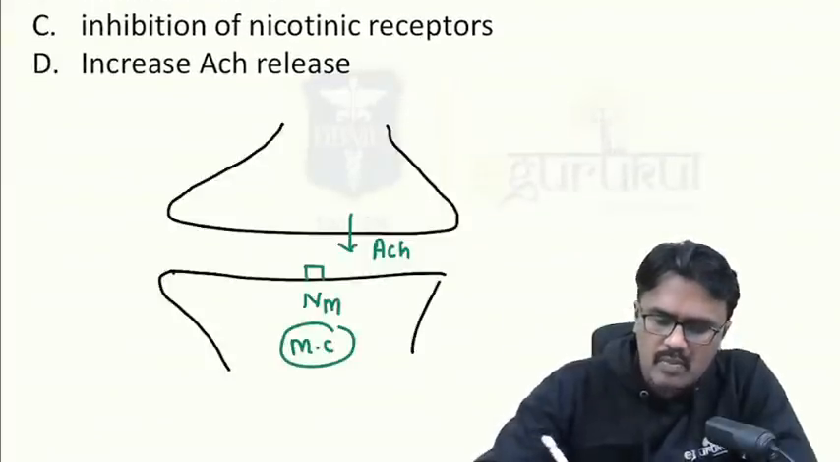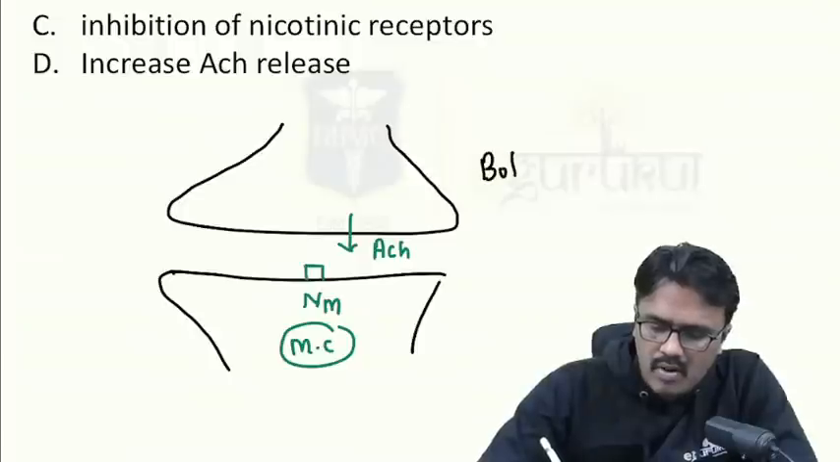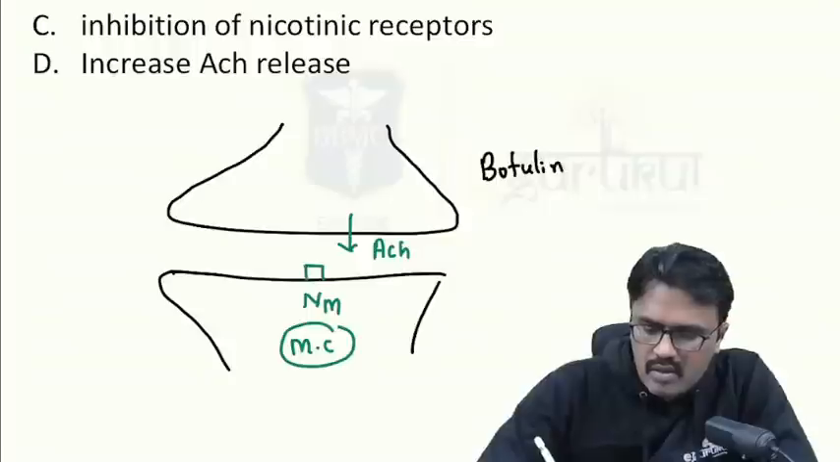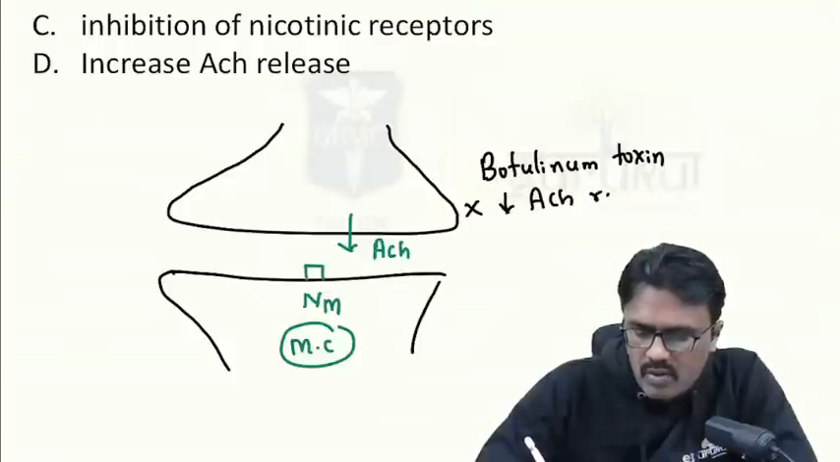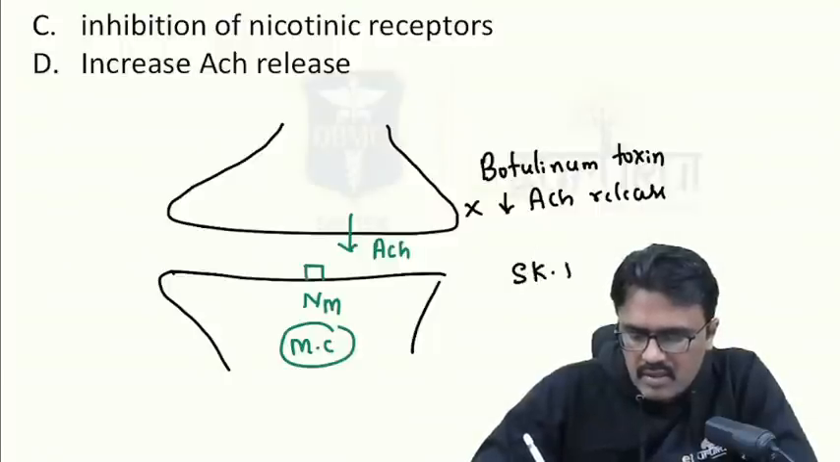But when there is botulinum toxin, it will not allow the release of acetylcholine. It decreases acetylcholine release. So what happens in the muscle? There will be muscle, particularly skeletal muscle, relaxation.